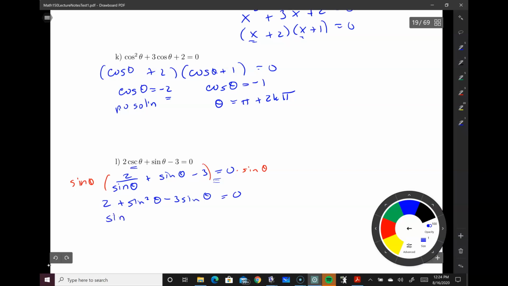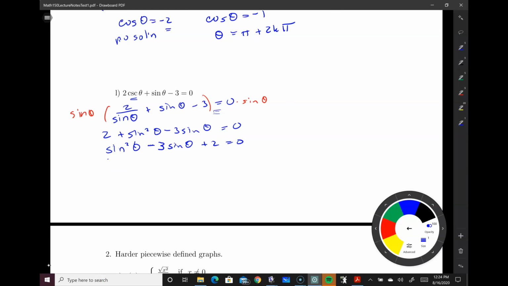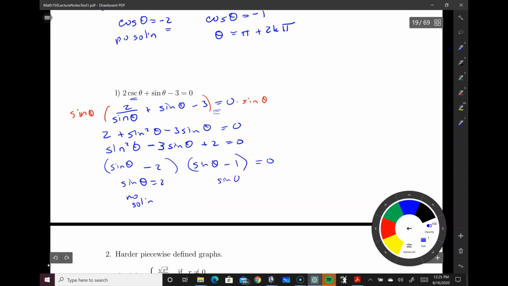If I took the time to rewrite this in descending order, does this factor similar to what I just had above? I think it does. So it's -2 and -1 this time. So this gives me sine of theta is 2, where there's no solution from that. And sine of theta is 1, so that gives me pi over 2 plus any 2k pi multiple.